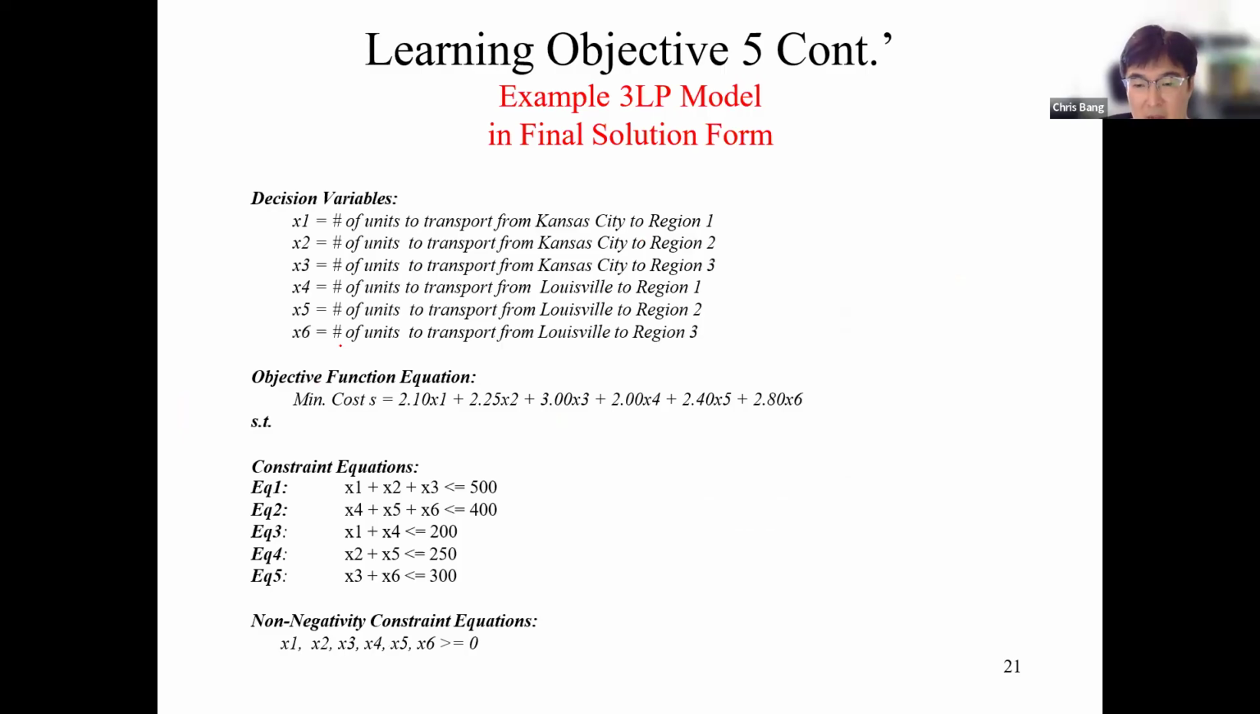This slide presents the full LP model for the transportation problem. It includes six decision variables, the minimization objective function, the two plant capacity constraints, the three warehouse demand constraints, and the non-negativity constraints. This is the final mathematical model that will be used to determine the least cost shipping schedule.